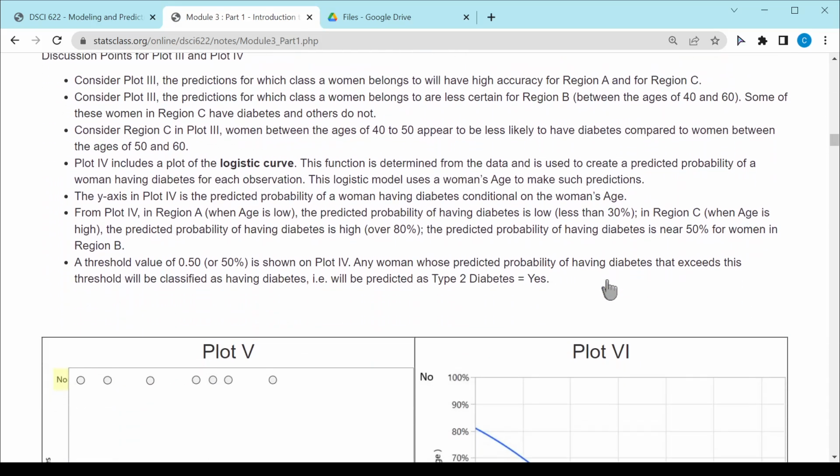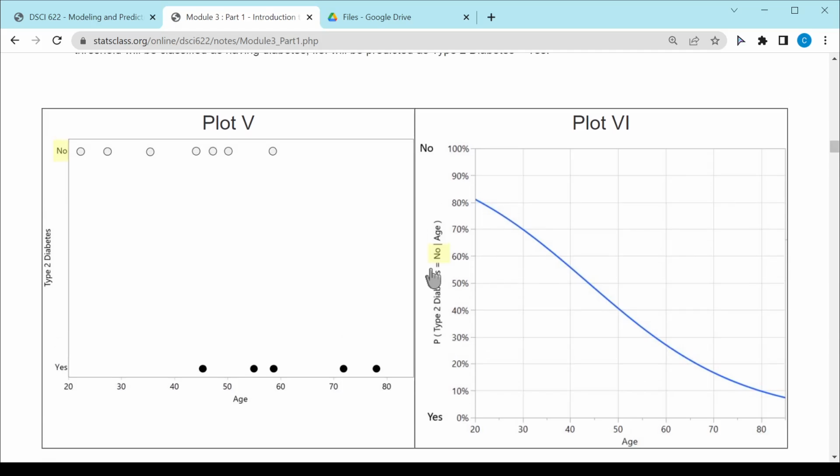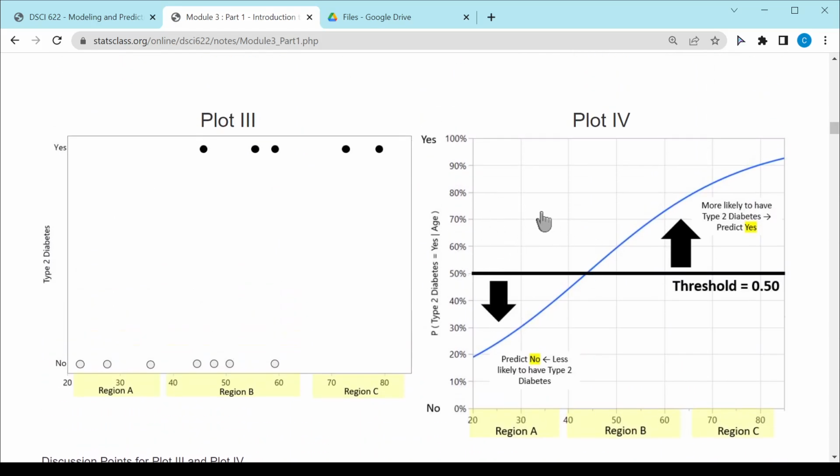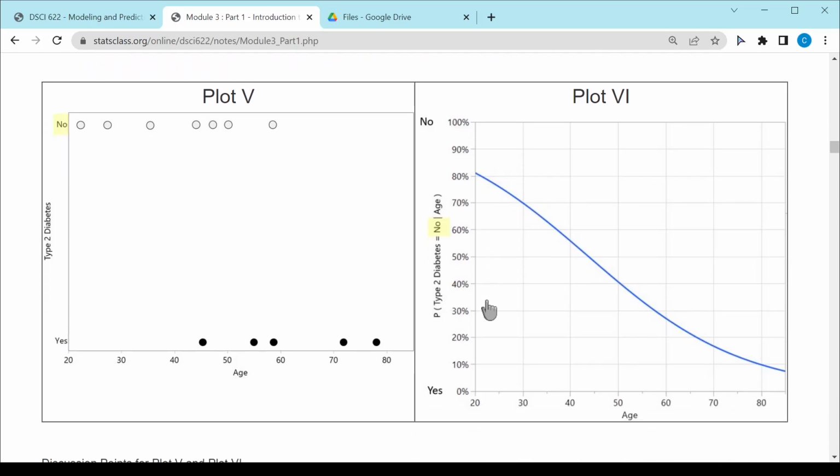Now, when we are doing logistic modeling in our computing technologies, we have to be careful to understand what the model is actually predicting. Is it predicting the chance of getting diabetes, which is this plot, or the chance of not getting diabetes? That needs to be specified in our computing technologies so that we know what is actually being modeled.